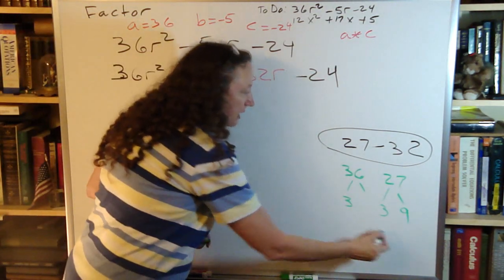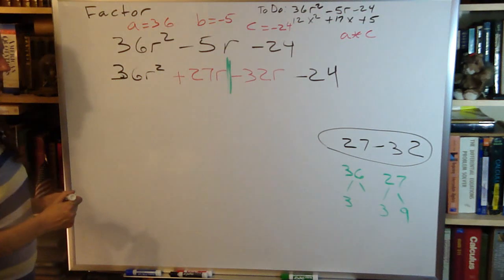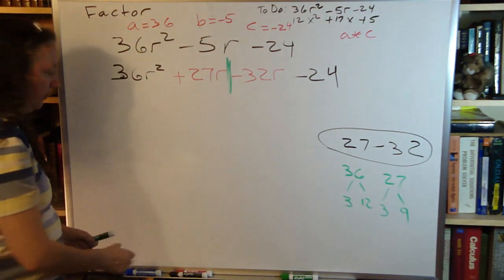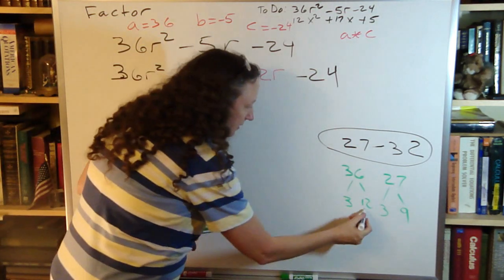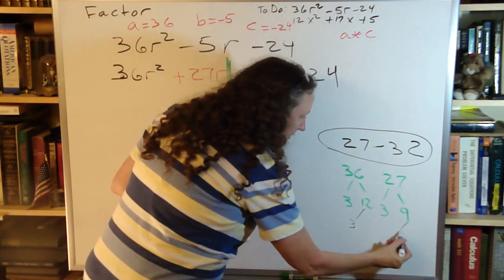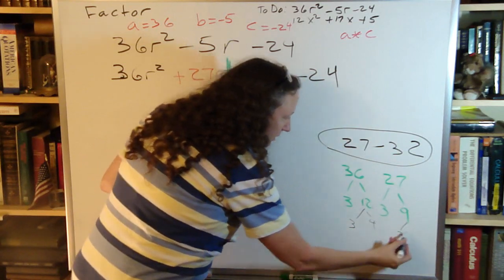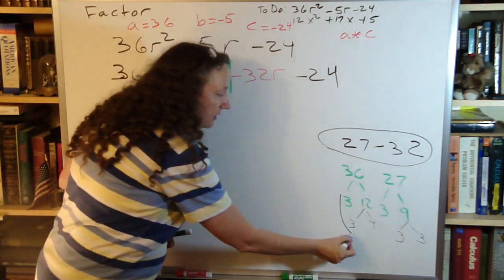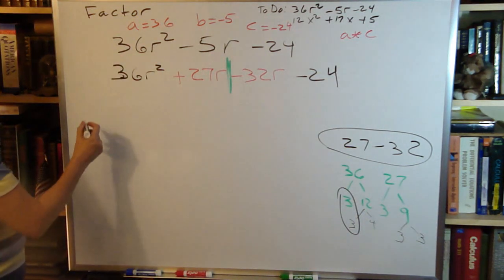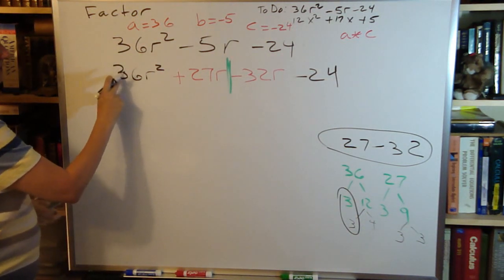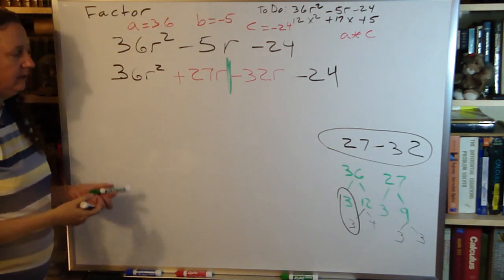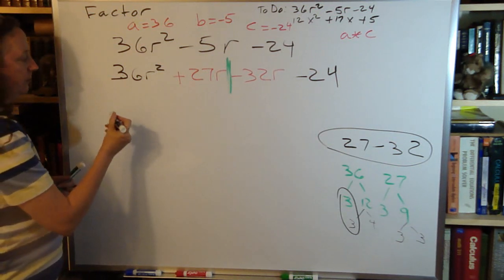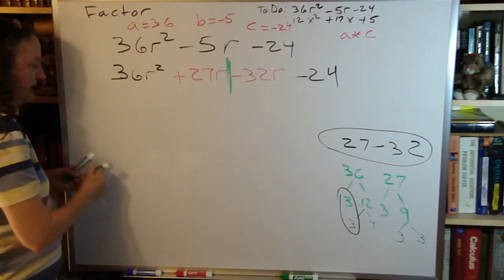This one gives me a 9. 36 divided by 3 is 12. Both can be divided by 3 again. That gives me 4, and that gives me 3. So I can divide by 9. That's how you figure it out if you don't have a calculator and you don't know your times tables that well. So I am factoring out a 9 here.